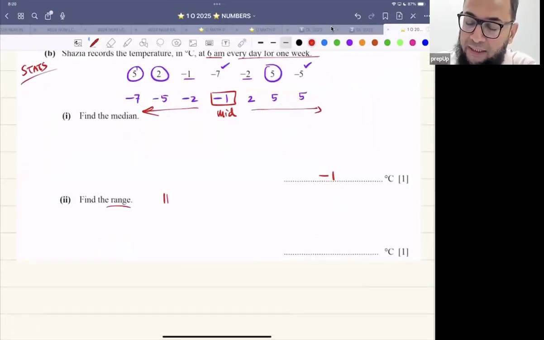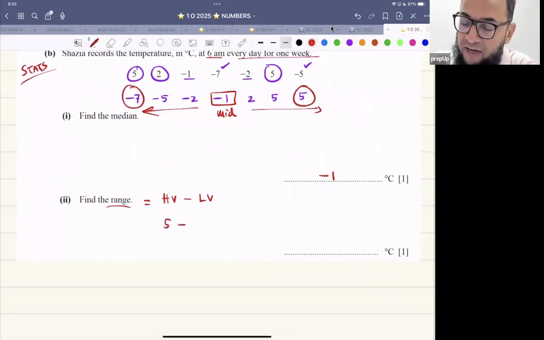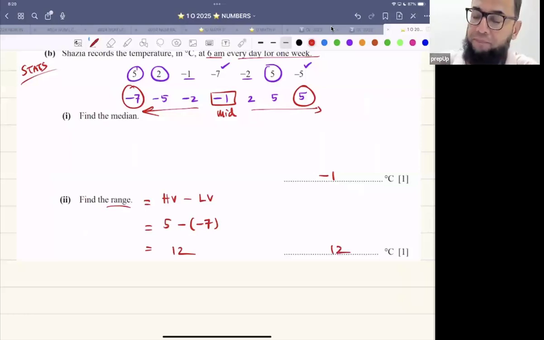Find the range. That is highest value minus lowest value. What is the highest value? 5. What is the lowest value? Negative 7. 5 minus negative 7, that comes out to be 12. So this is 12.